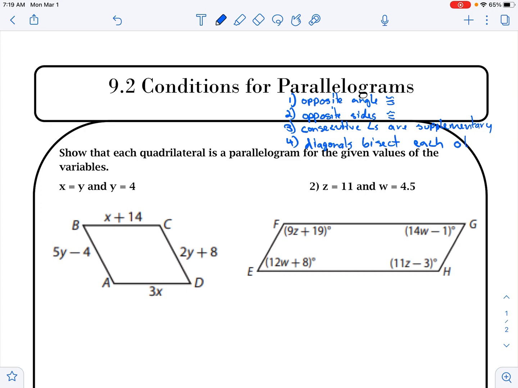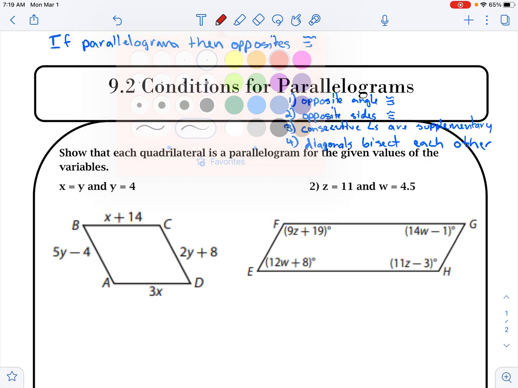Now, what we said was, if the shape was a parallelogram, then, and I'll just choose one of the properties, opposite sides are congruent. So if this was the case, then this. Now our converse is saying, and we're going to switch it, if opposite sides are congruent, then we have a parallelogram. So we're just working backwards from what we were doing yesterday.